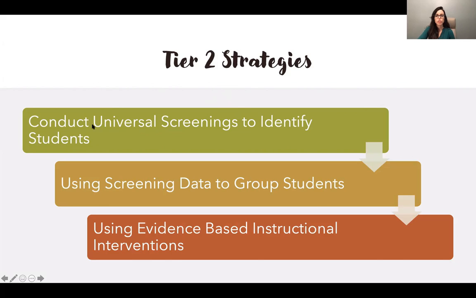First of all, conduct universal screenings to identify students. I am not going to go in depth on these 3 because you will have a question about this from your textbook. So you're going to actually look this up yourself. But also use screening data to group students. Use evidence-based instructional interventions, which keep in mind too that that one there is something that we talked heavily about.